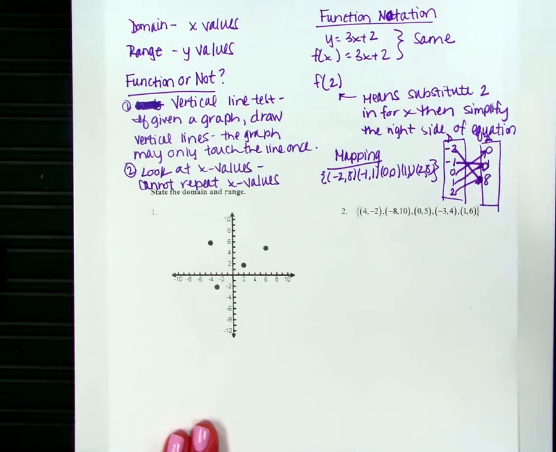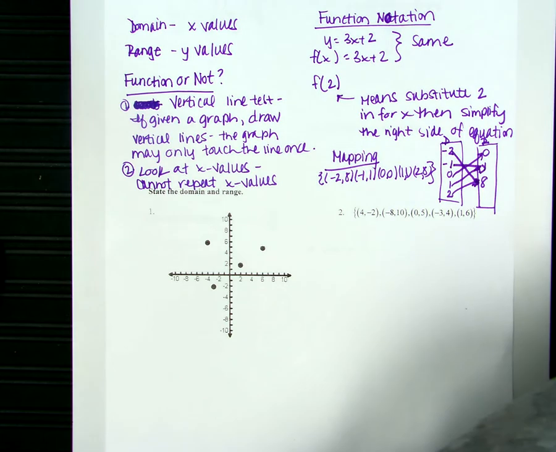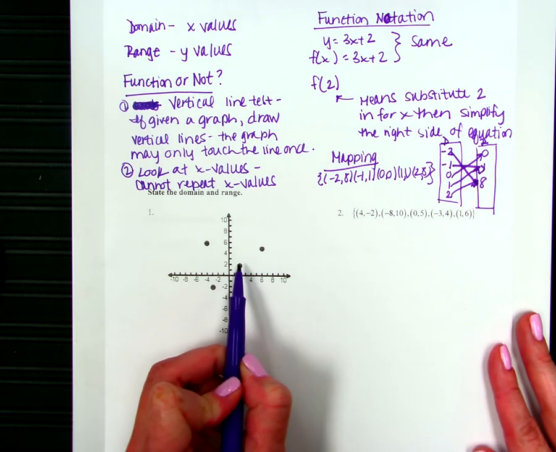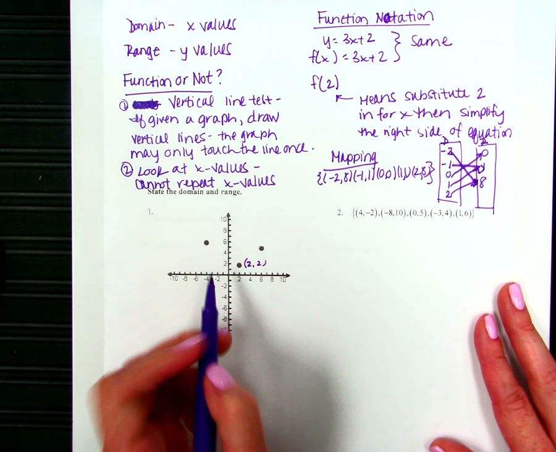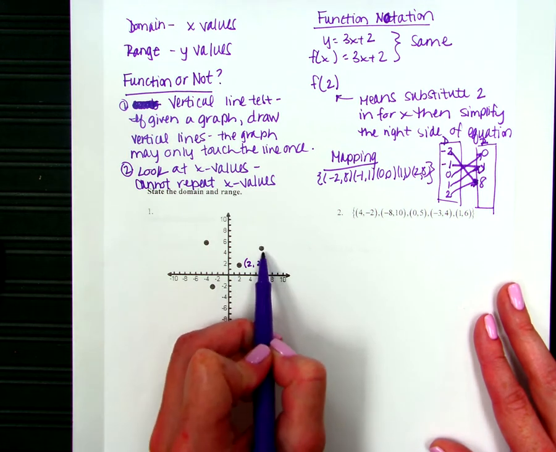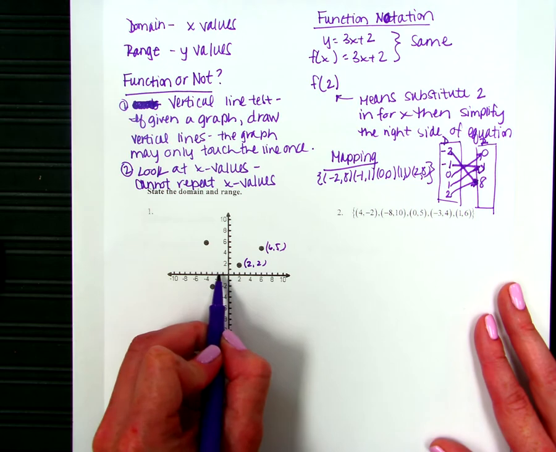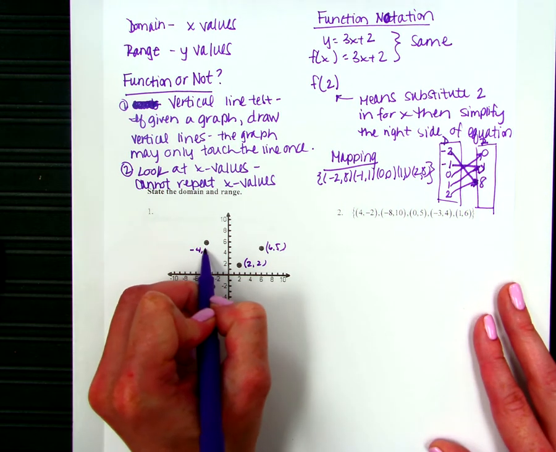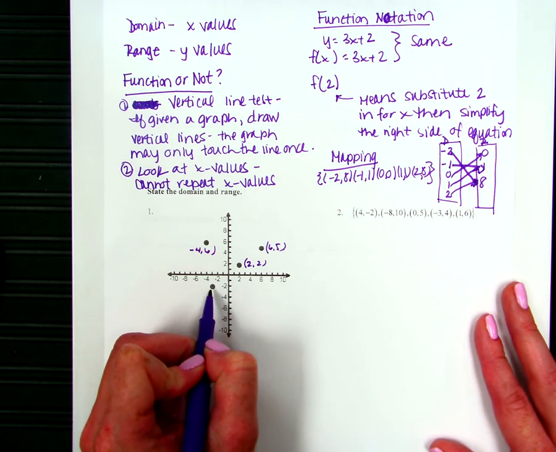Number 1 says state the domain and the range. The first thing we're going to do is identify our x and y values, and then we'll state the domain and range. You just count out your spots. Over 2, up 2, so this point is 2, 2. Let's see, we have over 6, up 5. This is to the left, so it's negative 4, up 6. And we have negative 3 and negative 2.